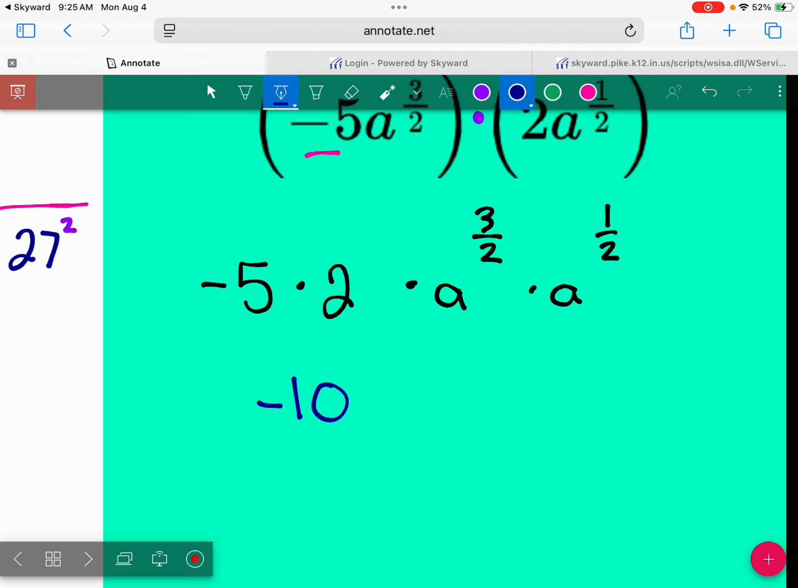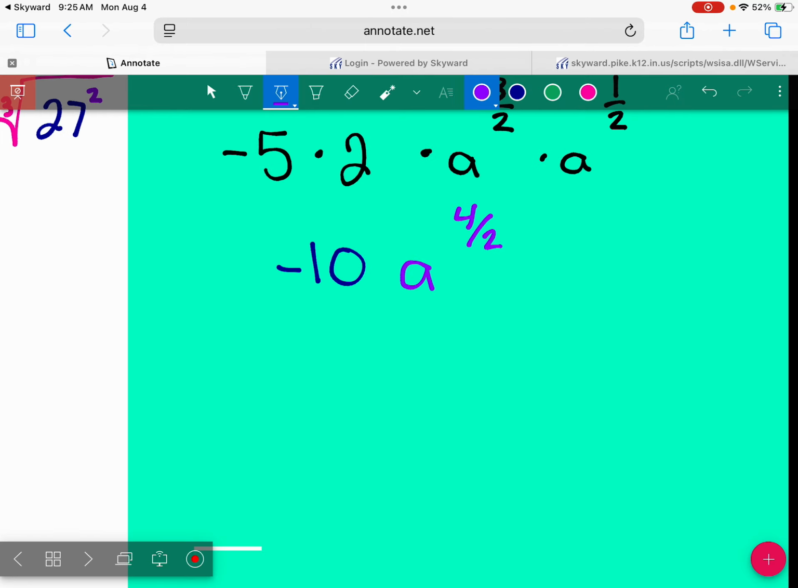Negative 10. When we have exponential pieces where we're multiplying the bases, what do we do with those exponents? Add them. What is 3/2 plus 1/2? 4/2. I was going to say, can we simplify 4/2? Yeah. What is that? 2, because I'm about to write 10, and I said it out loud. 4 divided by 2 gives me 2. So we no longer have a radical in there.